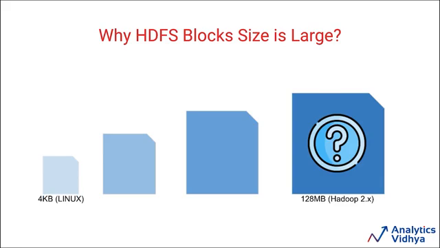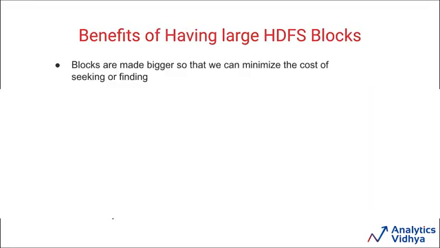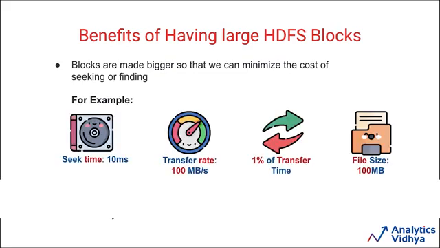Let's see a few of the merits of having a large block size. Blocks are made bigger so that we can minimize the cost of seeking or finding, because sometimes the time taken to transfer the data can be more than the time taken to seek to the start of the block. A quick calculation shows that if the seek time is around 10 milliseconds and the transfer rate is 100 MB per second, to make the seek time 1% of the transfer time, we need to make the block size around 100 MB. The default is actually 128 MB, although many HDFS installations use larger block sizes.